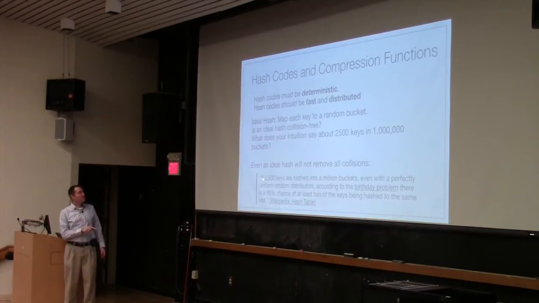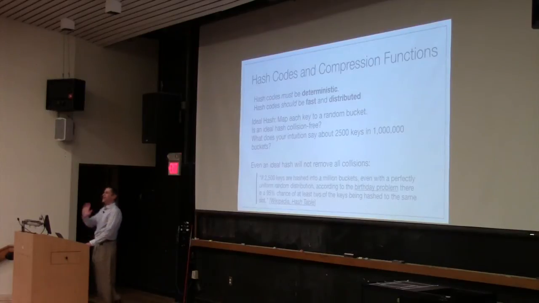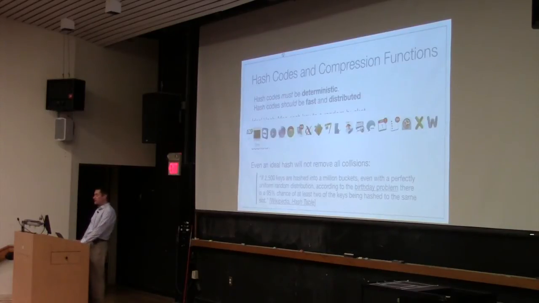If 2,500 keys are hashed into a million buckets, even with a perfectly uniform distribution, there is a 95% chance of two of the keys being hashed to the same spot. Not 0.04, not 0.4, not 4%. 95% of the time. Now, you guys won't believe me, right? You're like, baloney.